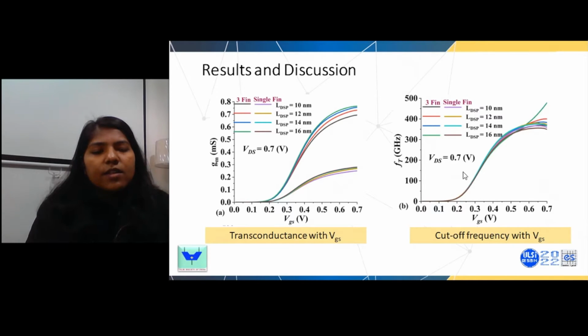For the 3-fin structure, we have achieved very reduced parasitic capacitances in terms of CGS and CGD, and cutoff frequency is inversely proportional to the parasitic capacitances and directly proportional to the transconductance. That's why all these results support achieving a very high cutoff frequency when the drain spacer length is 16 nanometer. So we can achieve very high cutoff frequency, which is supporting the 5G applications.